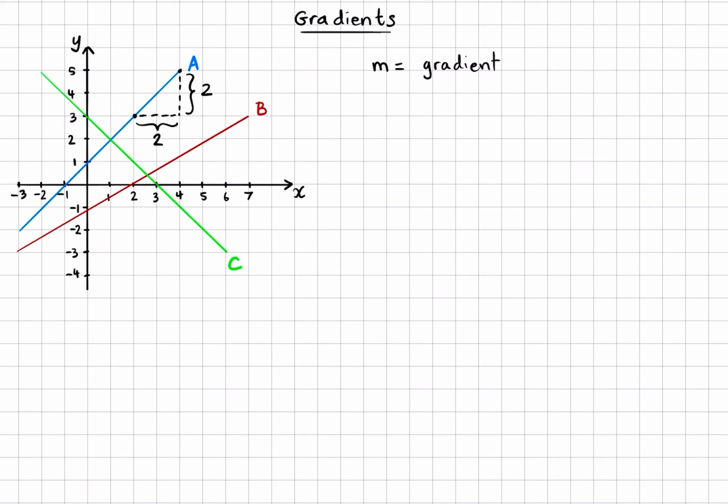And then I'm going to divide. So now we're getting to the point where we actually get the gradient. I'm going to divide the y by the x, which is 2/2, which is 1. So my gradient for line A is 1, meaning that every time I move 1 step on the x, I also move 1 step up on the y. All right? Now let's try that for line B.